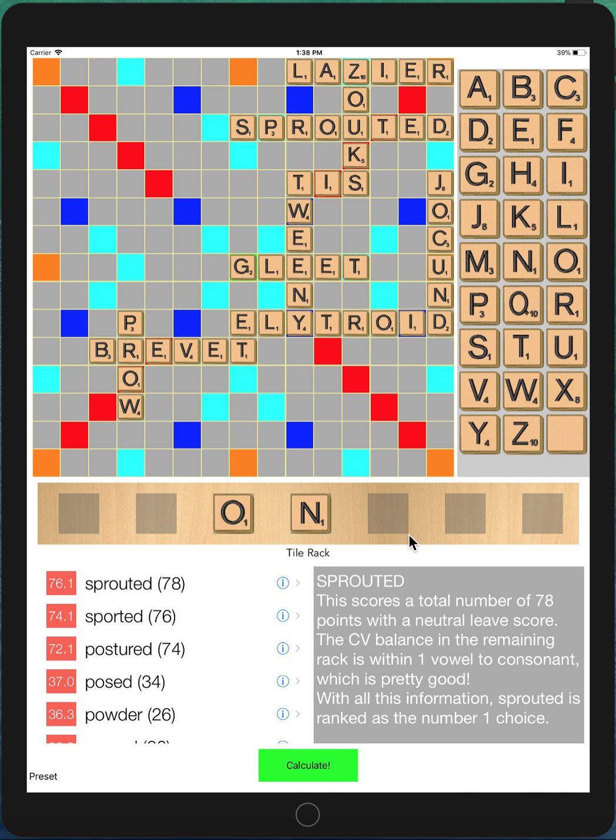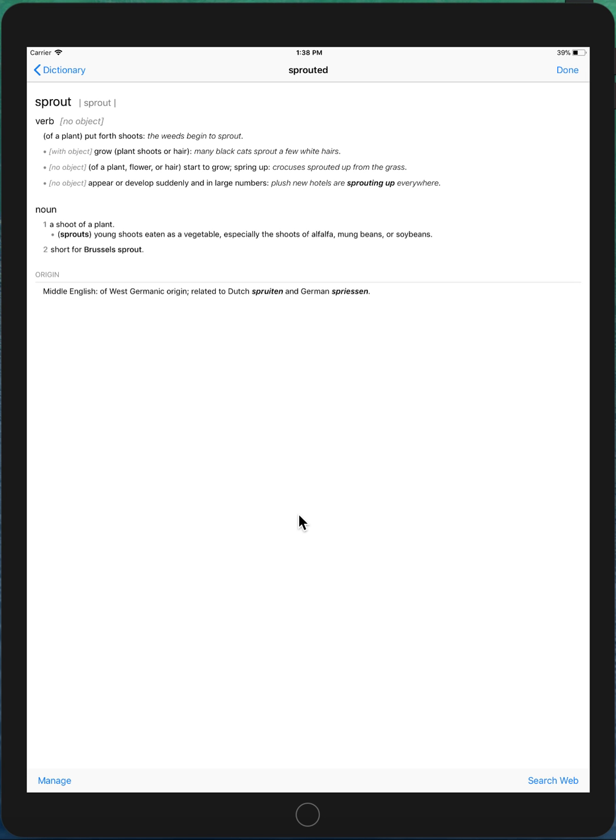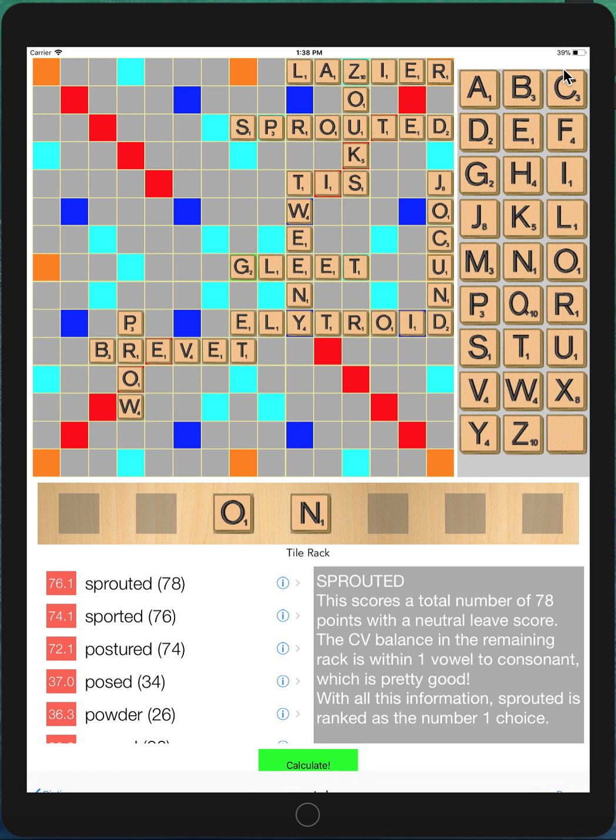If I want to examine things like the definition of the word, I can just click on it and it'll give me a nice brief definition. But yeah, that's the main essentials of the project.